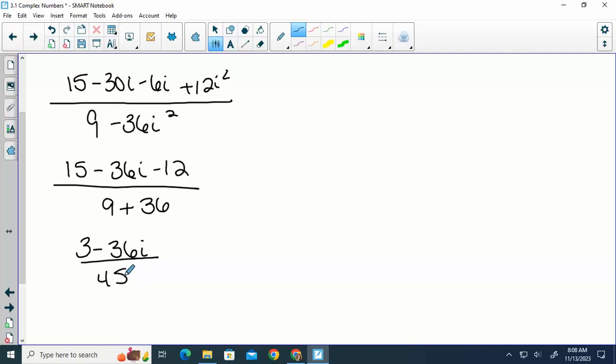Now, remember we always want our answer in standard form, a plus bi. So we do need to break it apart and reduce as much as possible. So if I do 3 over 45, what does that reduce to?